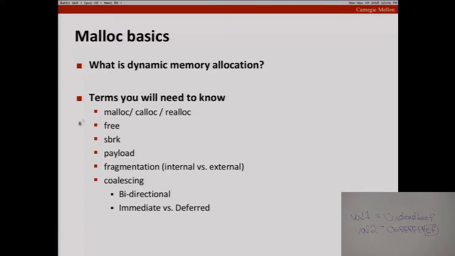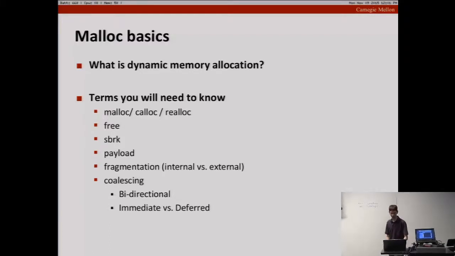So, some different terms you need to know. Malloc, of course, is the function that actually allocates memory for you. Calloc is the same as malloc, except you're guaranteed that it's going to come back all zeros. So essentially you can think of that one as it mallocs and then it writes zeros to all of it before it gives it back to you.